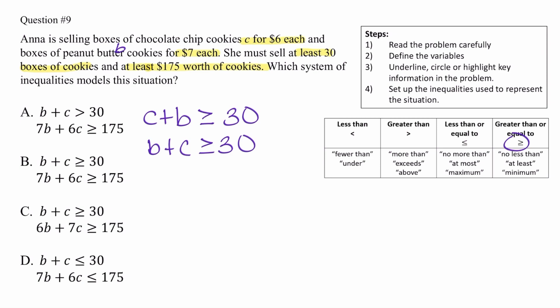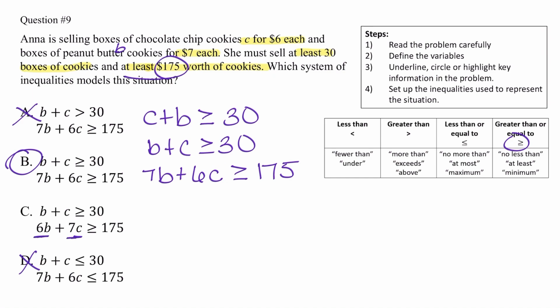So we're going to eliminate any answer choice that doesn't have that. So there goes A, and there goes D. Chocolate chip cookies are $6 each, and peanut butter is $7 each. So we have 7B plus 6C, and she has to sell at least $175. Once again, at least means greater than or equal to, so that's going to be 175. Let's find the answer choice that includes this as the second inequality, and that's going to be answer choice B. C is incorrect because it pairs the wrong prices with the wrong type of cookie.